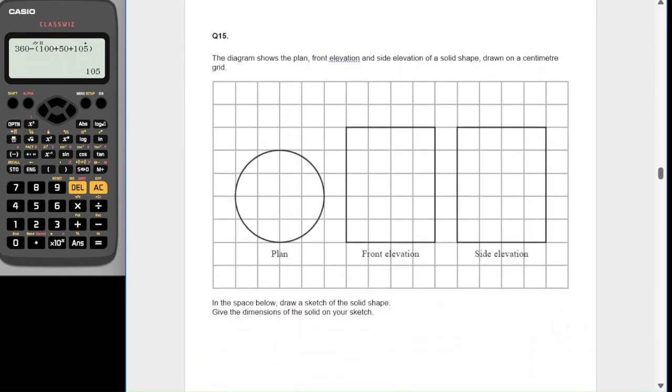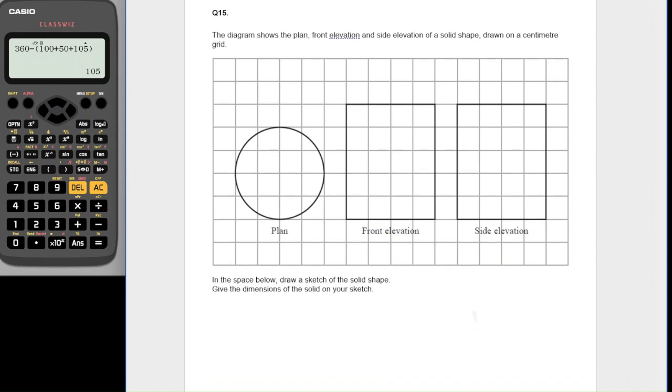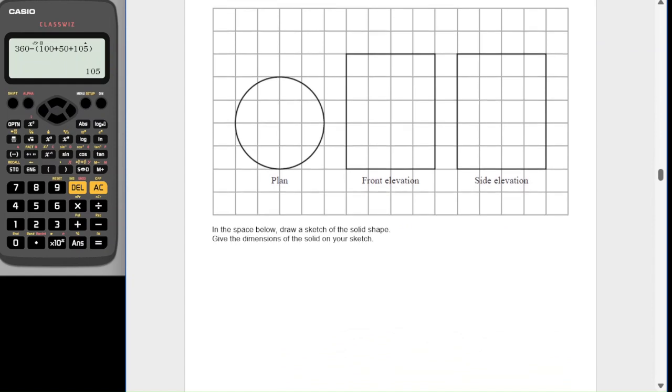Okay, question 15. The diagram shows the front elevation and the side elevation of a solid shape drawn on a centimetre grid. Draw a sketch of the solid, and give the dimensions of your solid in the sketch. Well, if we think about it, from above we're seeing a circle. From the front we're seeing a rectangle. And from the side we're seeing a rectangle. So the shape that we must have is a cylinder.